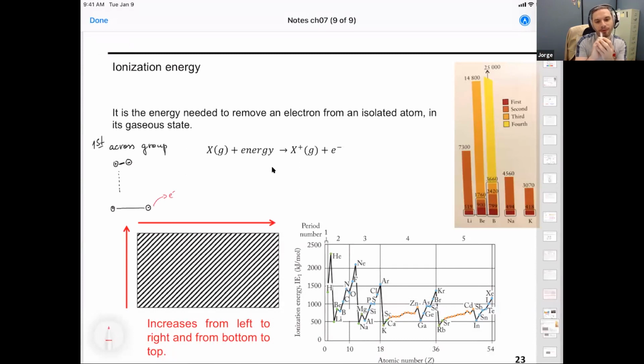On the other hand, for a small atom, the attraction is so intense that we have to provide a lot of energy to remove this electron out of the atom. Therefore, from bottom to top across the group, there is an increase in the ionization energy, okay? So it becomes harder to remove the electron.